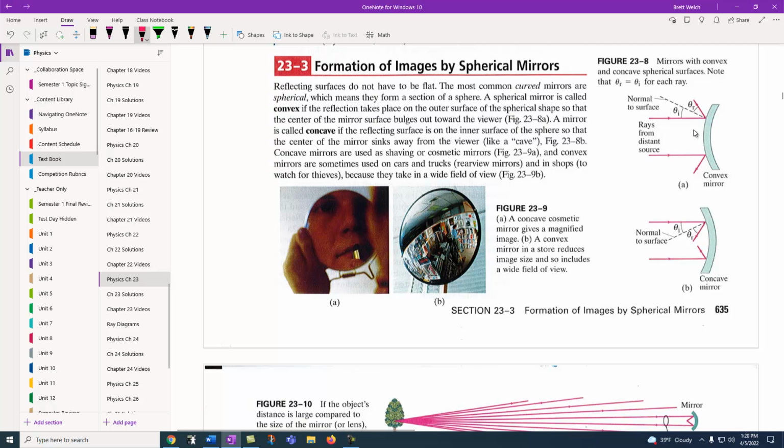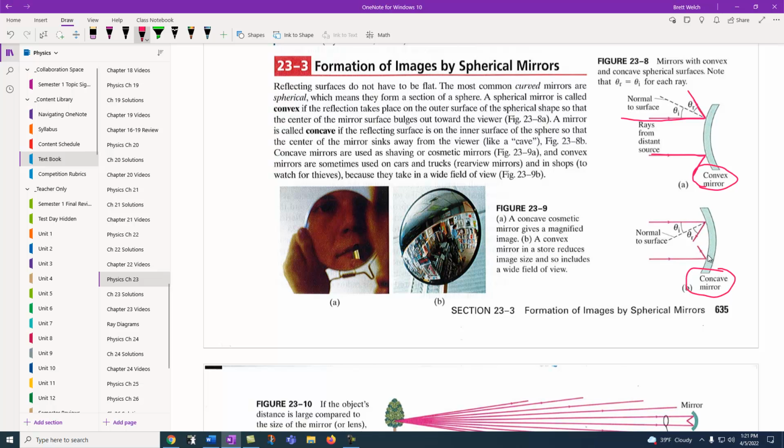So a couple of things to keep in mind. A convex mirror pokes out at you. All the light is going to hit the outward curved surface and bounce off of that curved surface. You have to realize that it's at the perpendicular. So all of these angles of incidence and reflection are different depending on the curvature of the mirror.